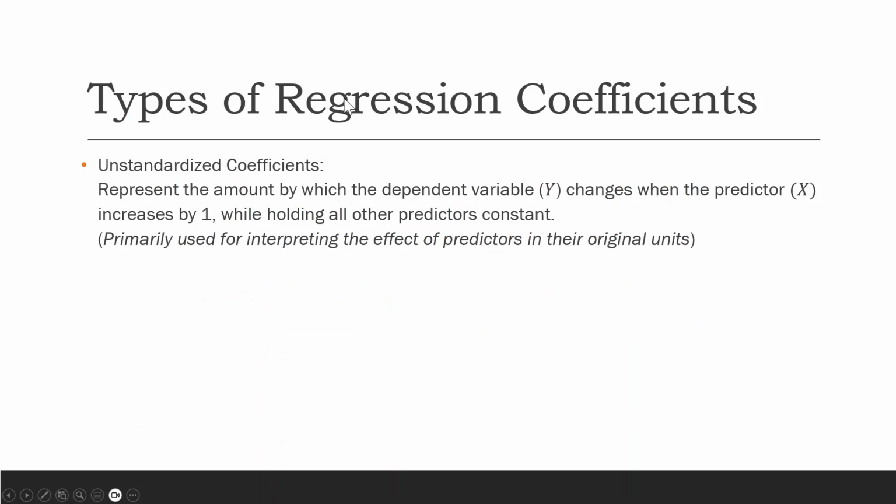Now, before we write the equation and actually interpret the regression coefficients, I want to differentiate between the unstandardized and the standardized regression coefficients. Unstandardized coefficients represent the results in the original units of each variable, right? So they represent the amount by which our dependent variable y changes when that specific predictor variable x increases by 1 while holding all of the other predictors constant. So this is primarily used for interpreting the effect of the predictors in their original units.